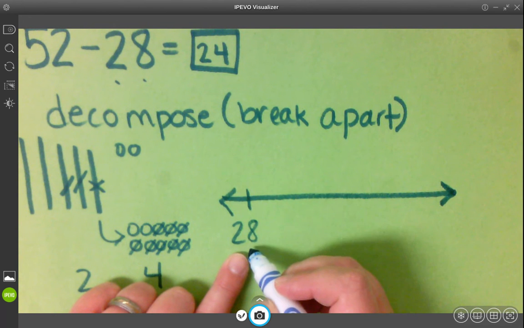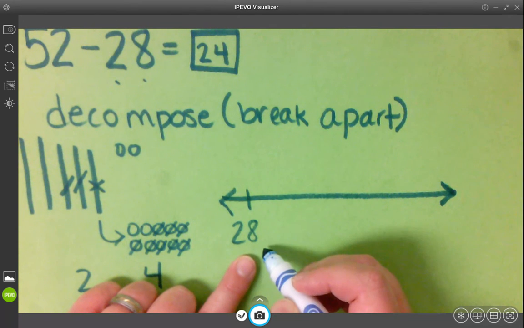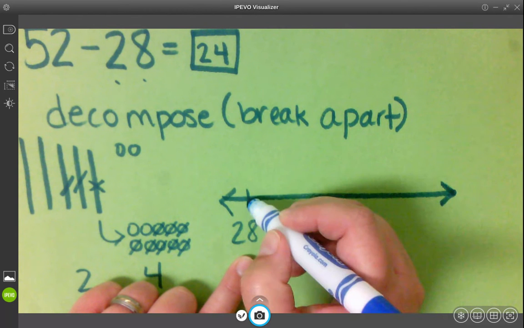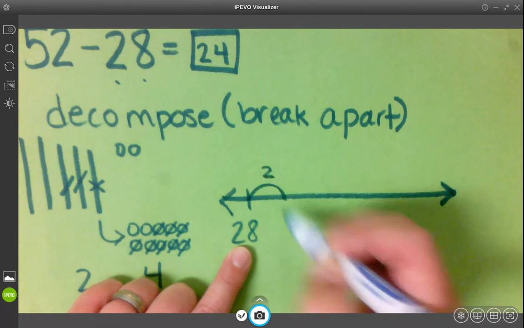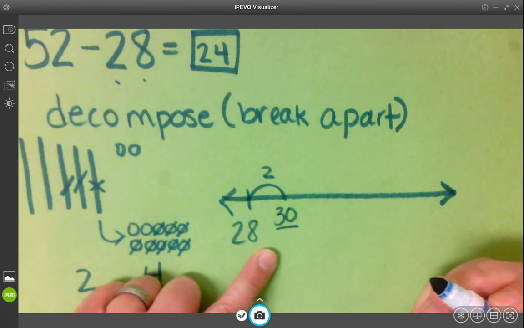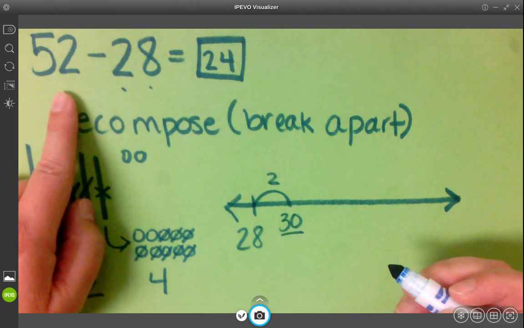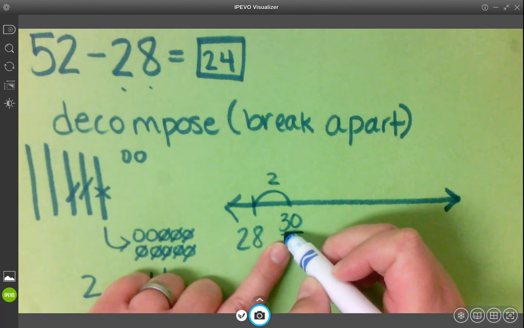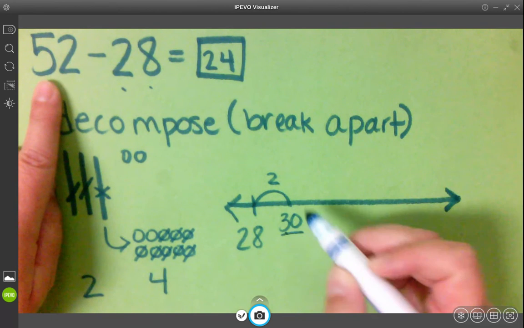We've talked about how when you make a 10, tens are really easy to count on. So 8 and 2 make a 10. So 28 and 2 make a multiple of 10, which is 30. I'm trying to get to 52. So I already have 3 tens. I need to get to 5 tens.